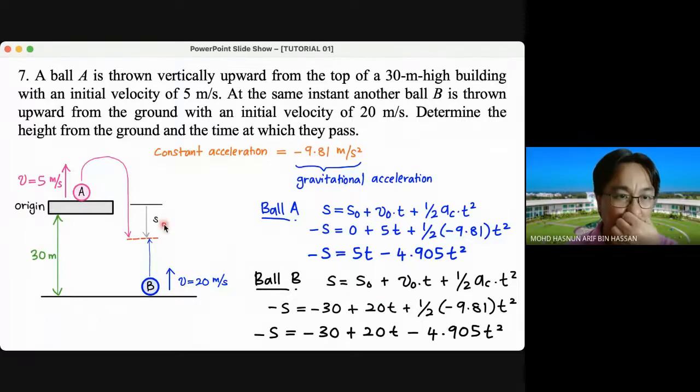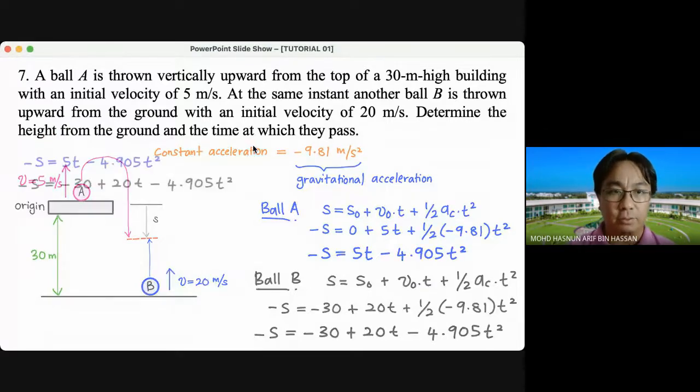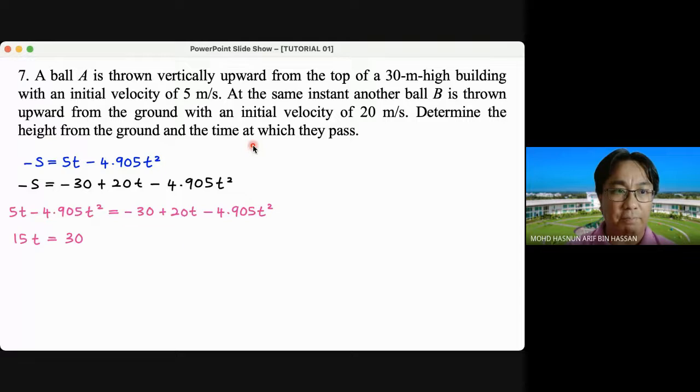T equals to 2 seconds ni is the time bila ball A sampai sini and bila ball B sampai sini. So dekat sini bila both balls pass each other, the time is 2 seconds. But that is not what is being asked by the problem. The problem tanya, what is the height from the ground? So, first tadi kita dah dapat time. Time equals to 2 seconds. Now we need to determine what is the height from the ground. So how do we do that?